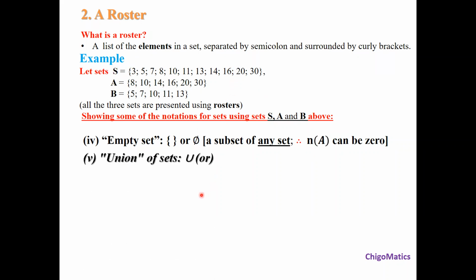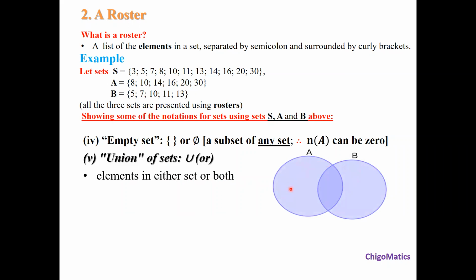Let's go on to the union of sets. The sign is this one, or instead of putting this sign, we can put the word or, right? When you talk of unions of sets, we are saying elements in either set or both, right? If you talk of the union of sets A and B, we want all the elements in A and those in B together, right? So as we do that, if we pick any element, it could be in A or it could be in B or it could be in both A and B. This is why we are saying elements in either set or both, right?